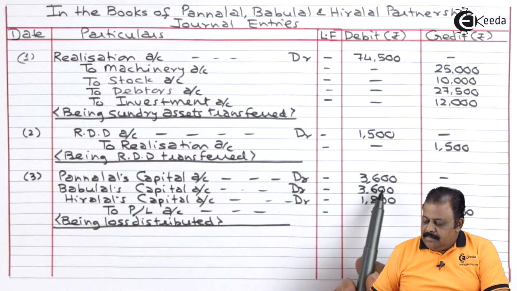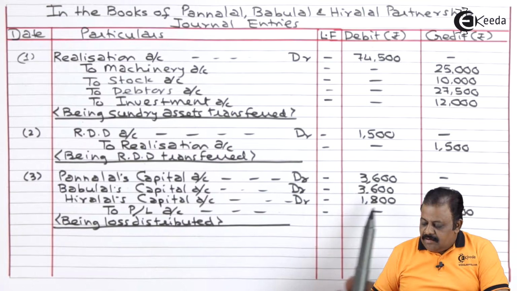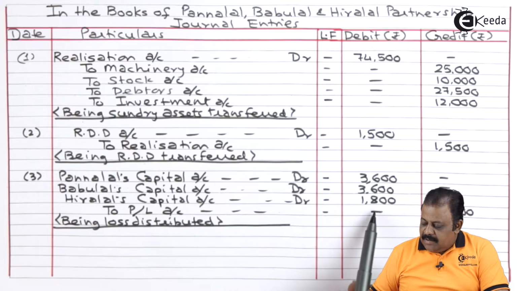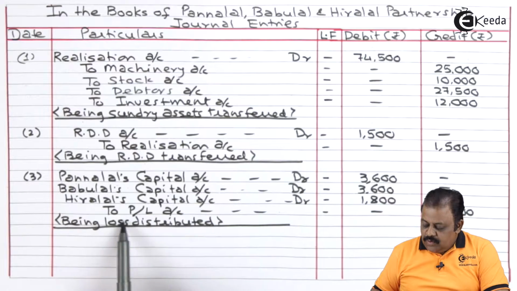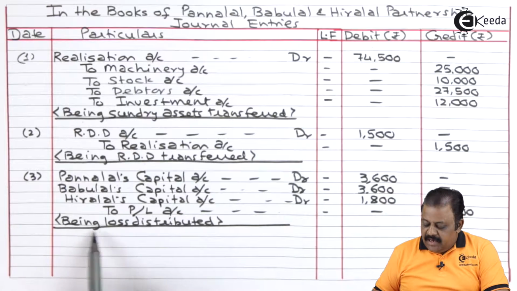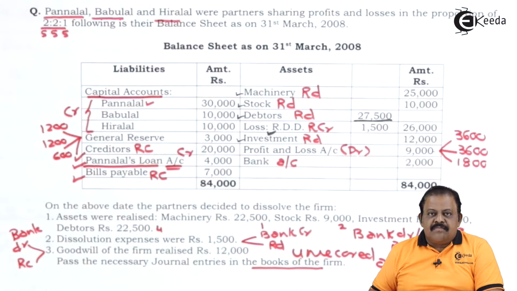Pannalal's capital account debit 3,600. Babulal's capital account debit 3,600. Hiralal's capital account debit 1,800. To profit and loss account 9,000, being loss distributed. Bank account will be transferred to bank account as an opening balance 2,000.